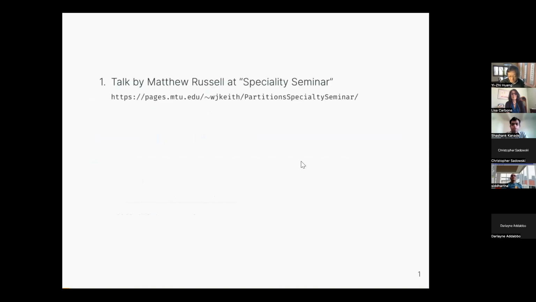Okay, so before I begin, Matthew already gave a talk on this work at a seminar called Speciality Seminar on Q Series by William Keith, who was a former student of George Andrews. And his talk is really very nicely organized, and I'm worried that my talk is a bit all over the place. Anyway, if any of this piques your interest, definitely look at his talk.